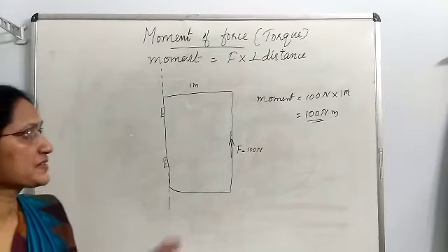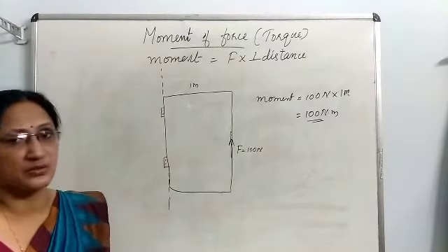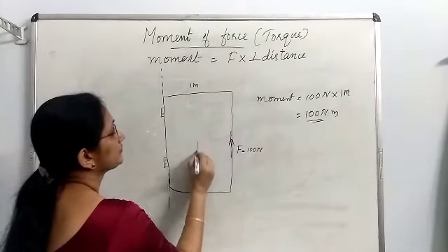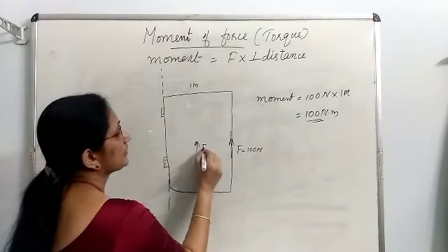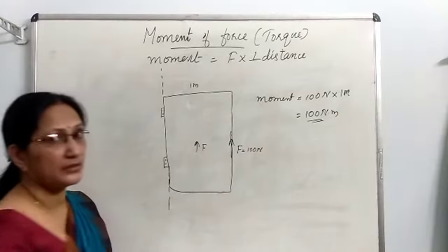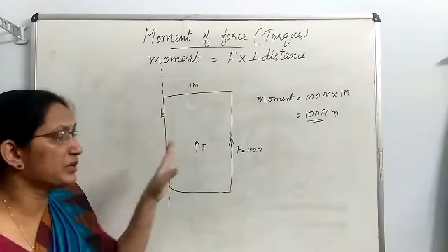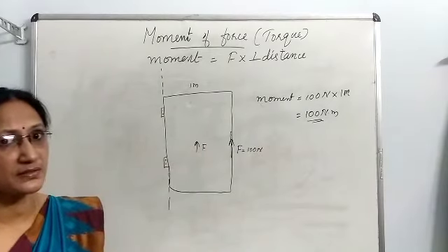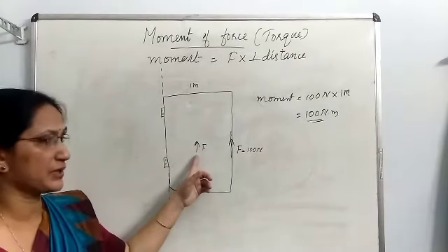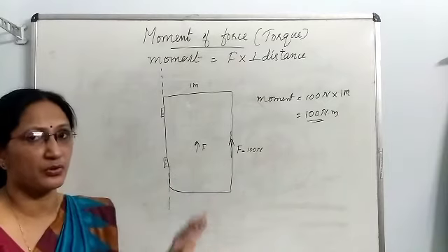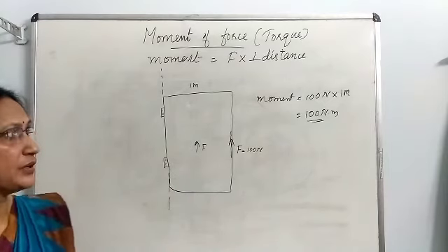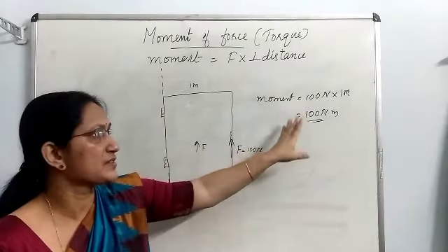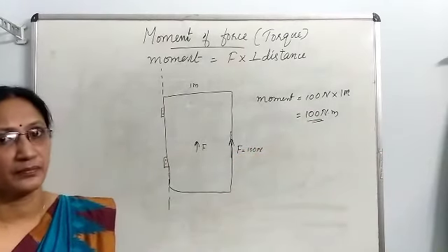Then if a person tries to open this door by applying a force at the middle, here a man applies the force at the middle of the door, then what difference does it make? How much force he has to apply, whether same force or less or more, let us calculate. You know the moment required to move this door is a fixed amount. It is 100 Newton meter.